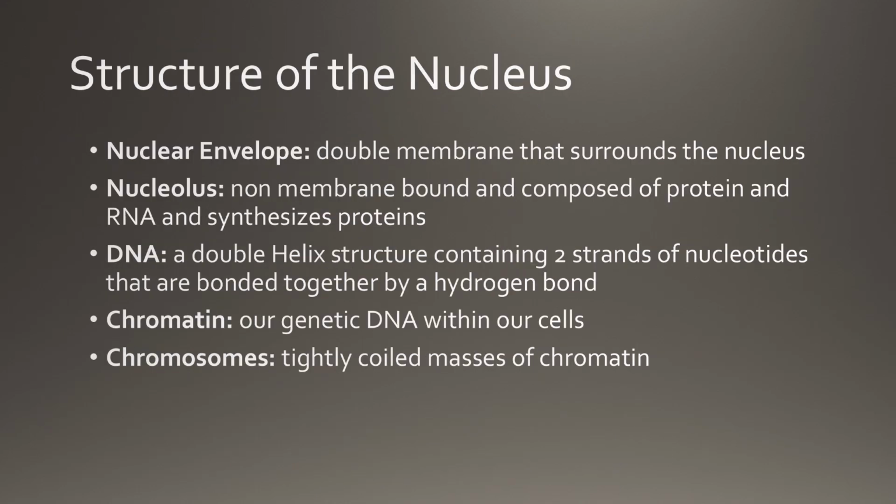Next, we're going to discuss the structures of the nucleus. There is the nuclear envelope, which is a double membrane that surrounds the nucleus. It separates the nucleoplasm, which is the fluid within the nucleus, from the cytoplasm. It contains nuclear pores for exchange of materials between the nucleus and the cytoplasm. It is associated with rough endoplasmic reticulum on its exterior.